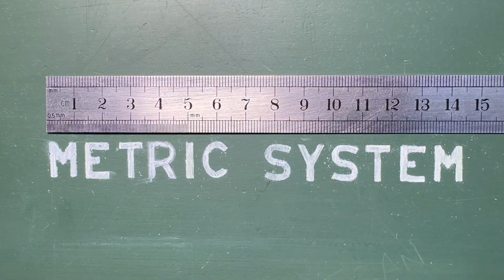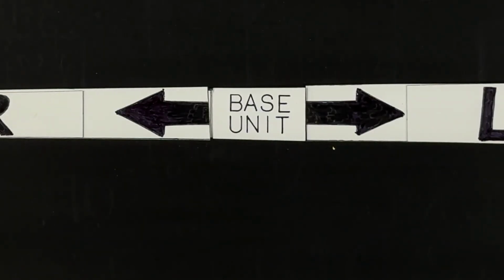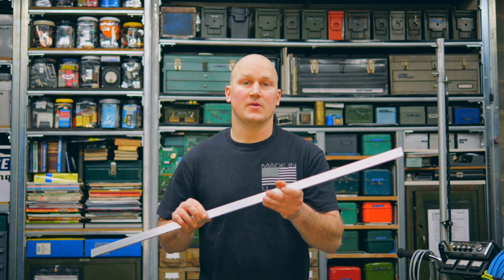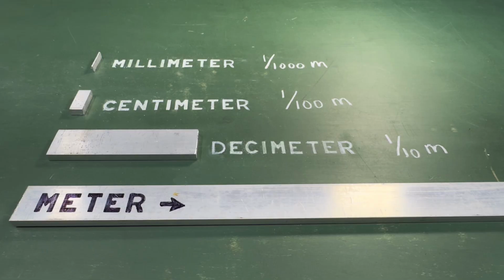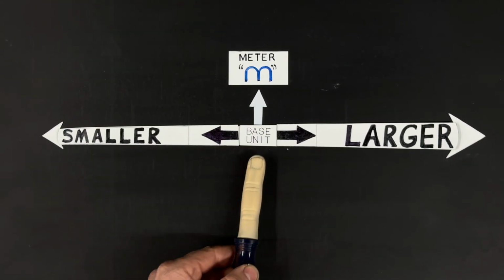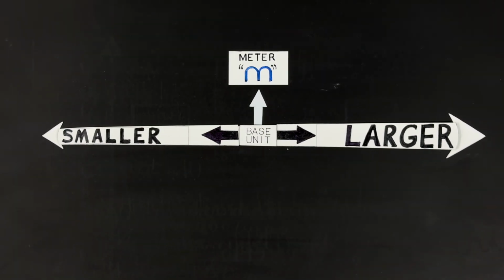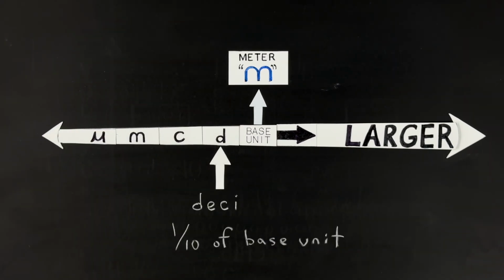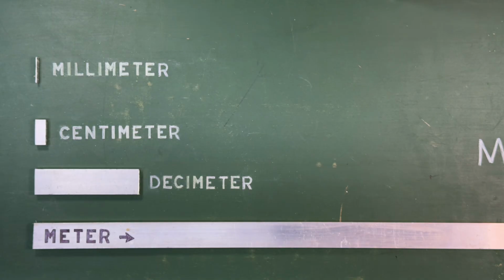Now let's switch to measuring distance with the metric system. Metric measurements start with a base unit. For measuring distance or length, the base unit is the meter. Standardized prefixes combined with the base unit allow us to describe measurements that are smaller or larger than the base unit. The prefix deci means 1/10. So a decimeter is 1/10 of the length of a meter.